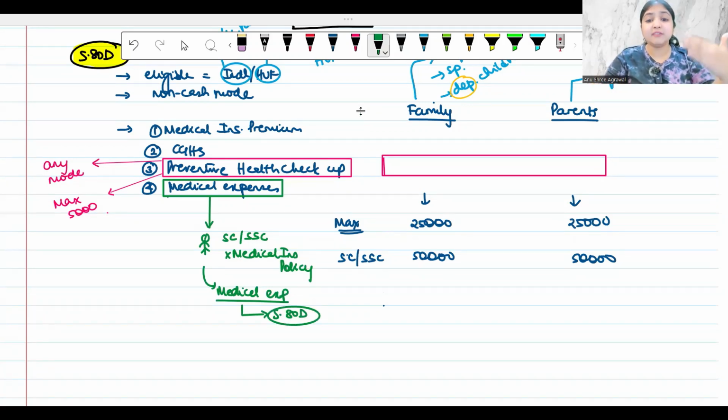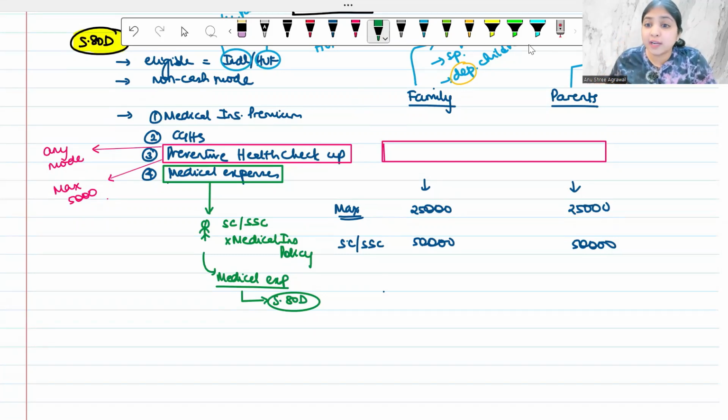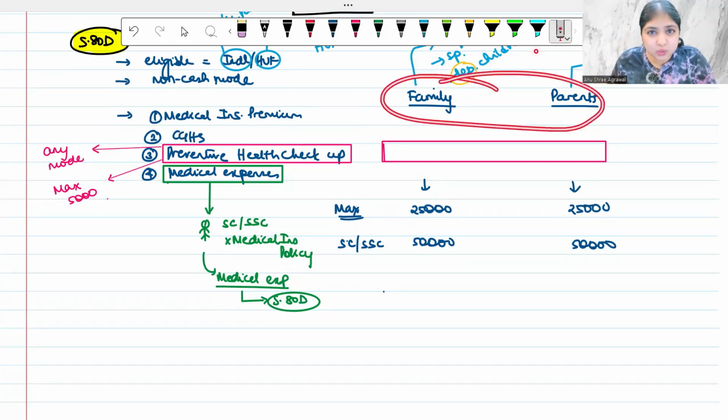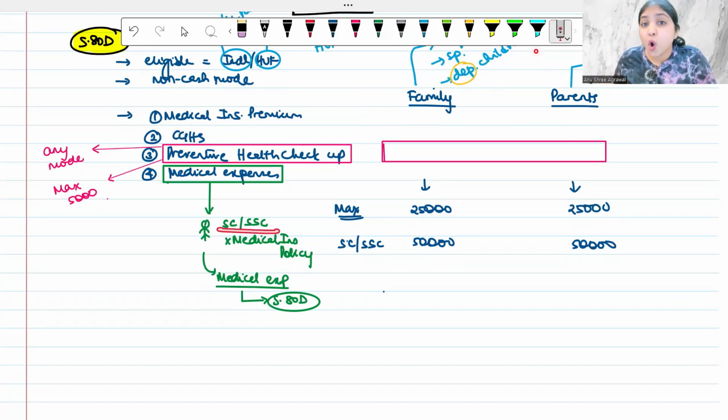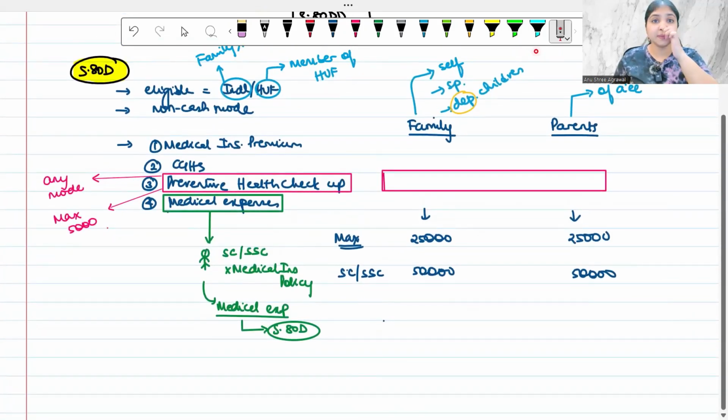But did you understand when medical expenses will be allowed? Medical expenses will be allowed only and only if any person in these two categories happens to be a senior citizen or a super senior citizen and does not have a medical insurance policy in his name. Then whatever medical expenses we have incurred for him, we will allow under Section 80D. So this was our entire discussion with respect to Section 80D.